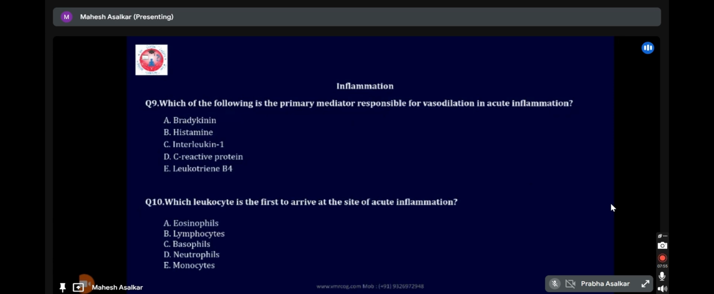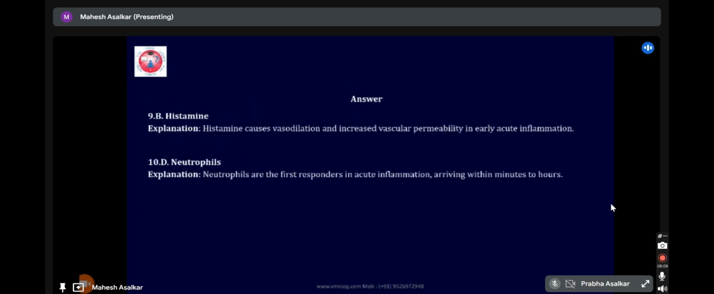Okay. Go ahead with the next question. Which leukocyte is the first to arrive at the site of acute inflammation? Eosinophil, lymphocyte, basophil, neutrophil, monocytes. D, neutrophils. Correct. So the answer for question 9 is option B, that is histamine.